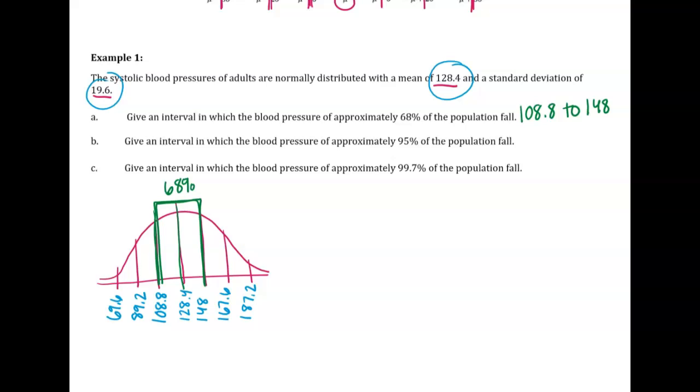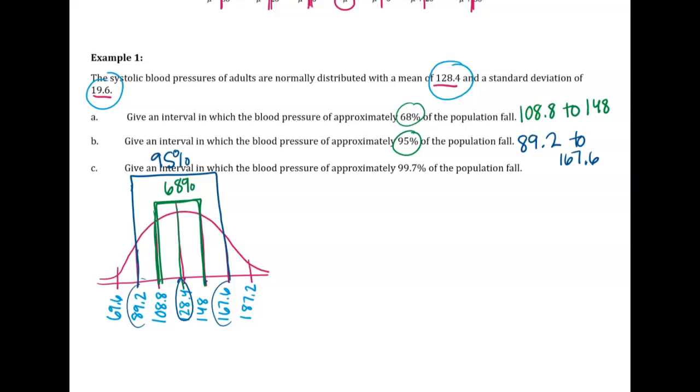And then we'll look for the interval where 95% falls. 95% falls within 2 standard deviations. So if you go 2 over, we're here, again starting with the mean. 2 to the right is here. So that's 95%. With those particular percentages it was 95.4, but it's approximately 95%. So that goes from 89.2 to 167.6.